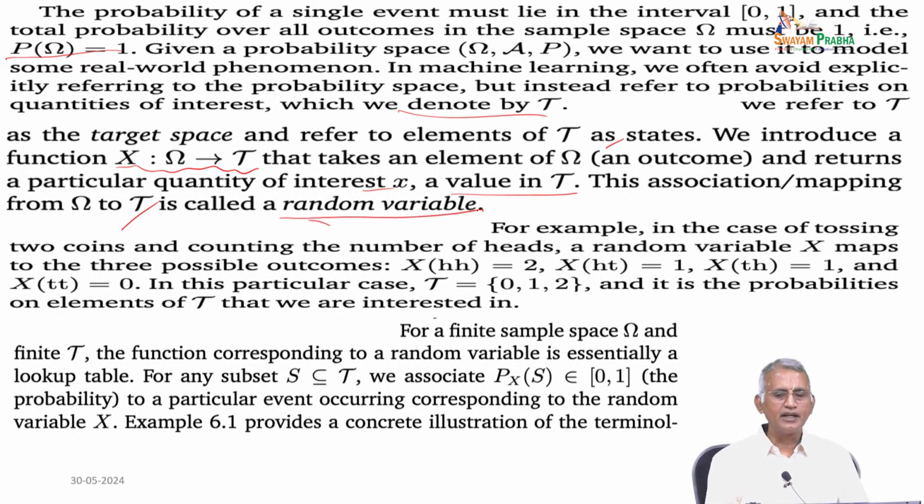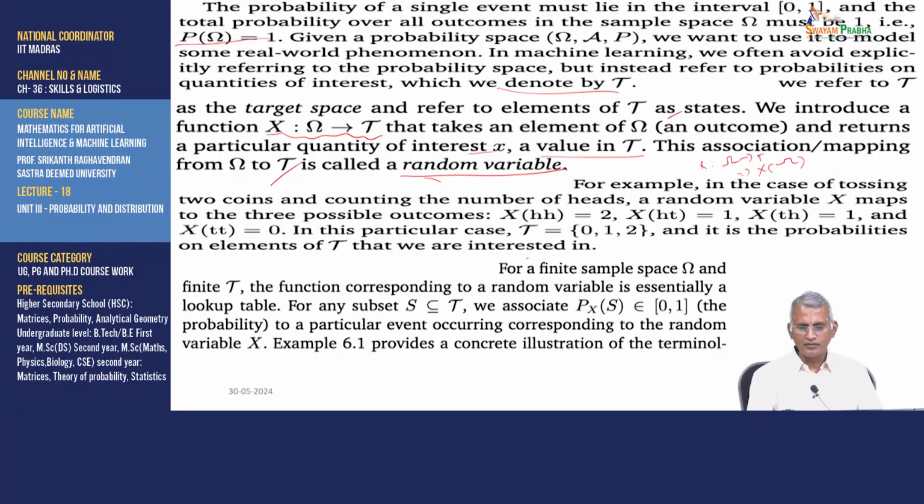So, random variable is nothing but what? X such that omega maps to T, which implies X of omega. This is the way we start with the random variable. So, let us go with one example.